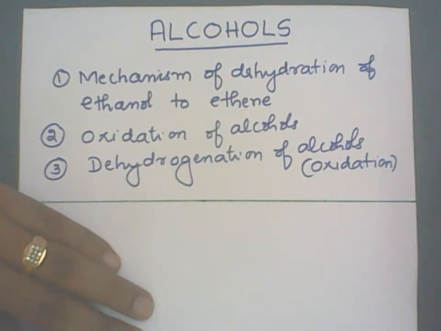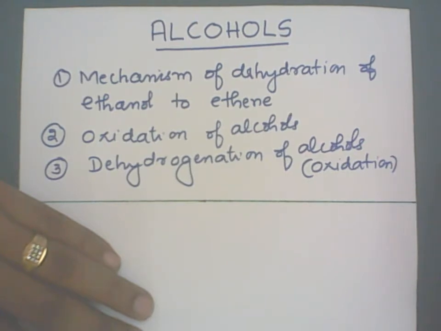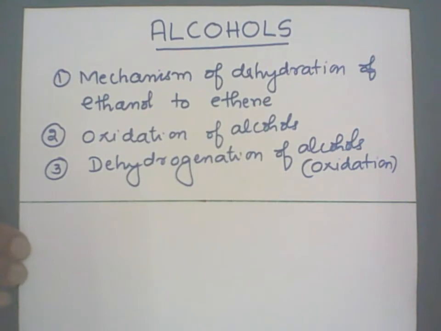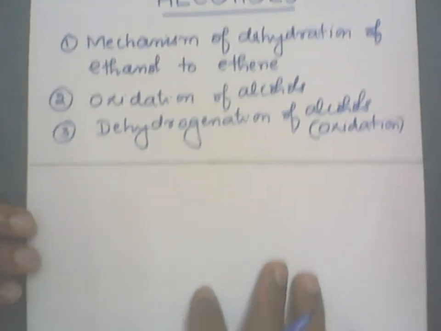Hello students, in this video I'll explain the mechanism of dehydration of ethanol to ethene, oxidation of alcohols, and the third one is dehydrogenation of alcohols. Dehydrogenation means removal of hydrogen, and the removal of hydrogen also leads to the oxidation process. So let us first start with the mechanism of dehydration of ethanol to ethene.